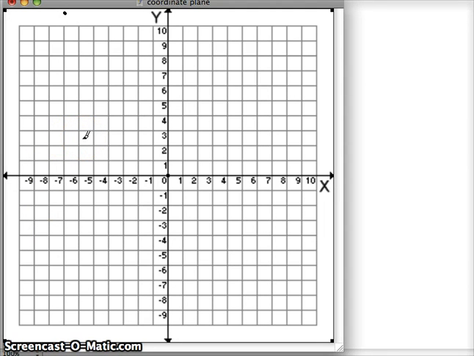Alright, we're going to continue on in graphing here. First thing you might see for equations of lines, they're called linear equations. The first form you'll see them in is called standard form.